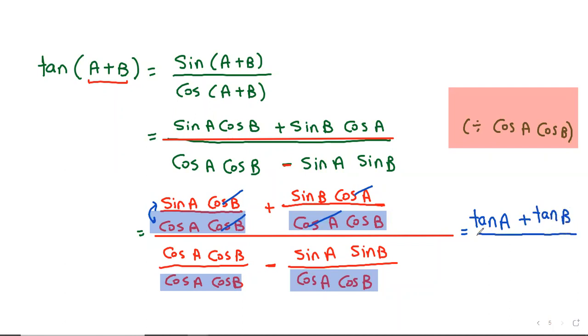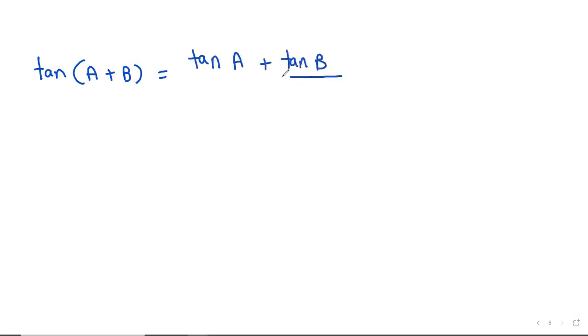All divided by cosine A cosine B, that is equal to 1 minus sine A divided by cosine A. Sine A divided by cosine A is equal to tan A. And sine B divided by cosine B is equal to tan B. Then we reach a conclusion, which is tan (A plus B) is equal to tan A plus tan B over 1 minus tan A tan B.